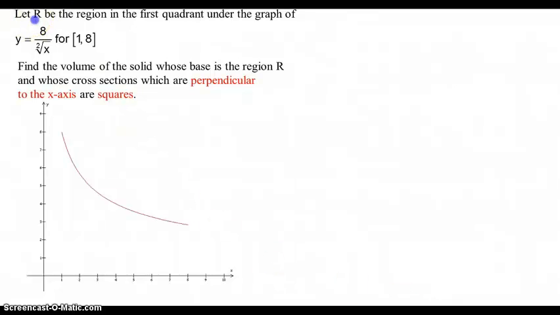Here it says, let R be the region in the first quadrant under the graph of y equals 8 over the square root of x over the interval from x equals 1 to x equals 8. Find the volume of the solid whose base is the region R and whose cross sections, which are perpendicular to the x-axis, are squares. So volumes by cross section look a little bit different than volumes of revolution. So volumes by cross section, that's what we're going to talk about here.